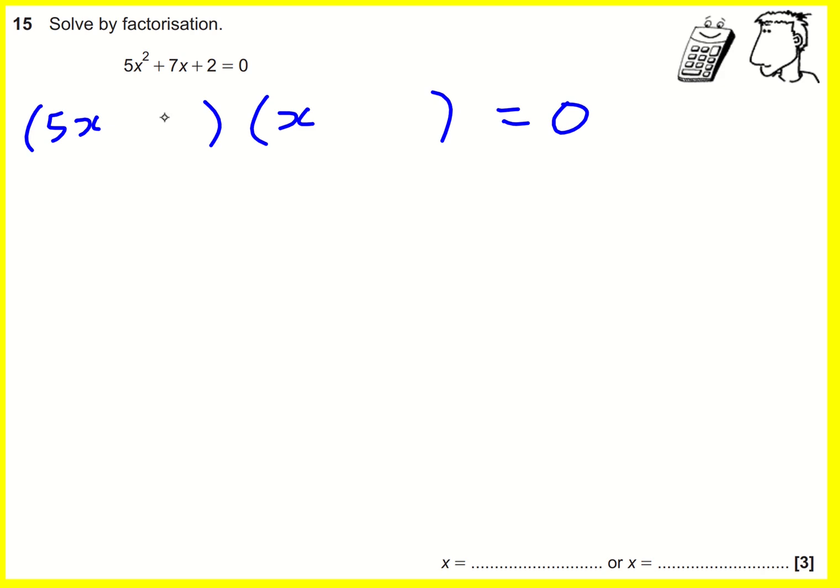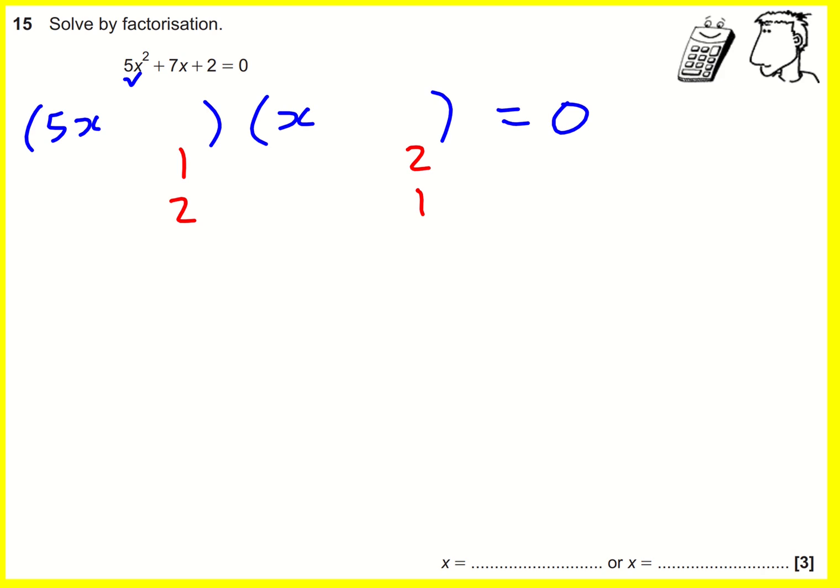Then I need to try some numbers that multiply. So I've now got my 5x squared. That's brilliant. I need to find some numbers that multiply together to give 2. But they don't add to give 7, because I've got this interesting combination going on: I'm going to do 5x times this one over here and x times this one over here. So forget about the 7 for the moment. Just try the numbers that multiply to give 2. And that's either going to be 1 and 2 or 2 and 1. That's actually the only possibility.